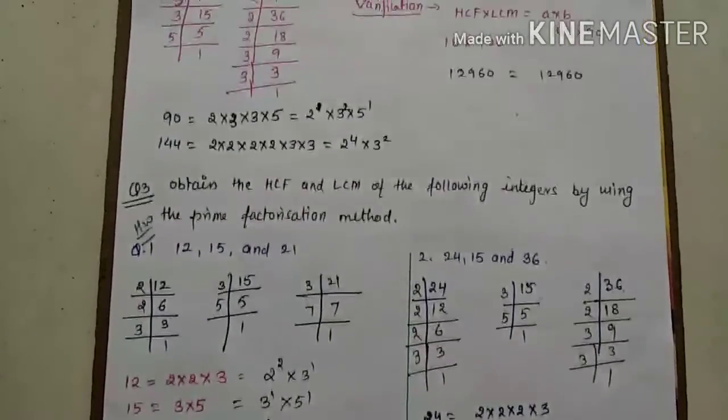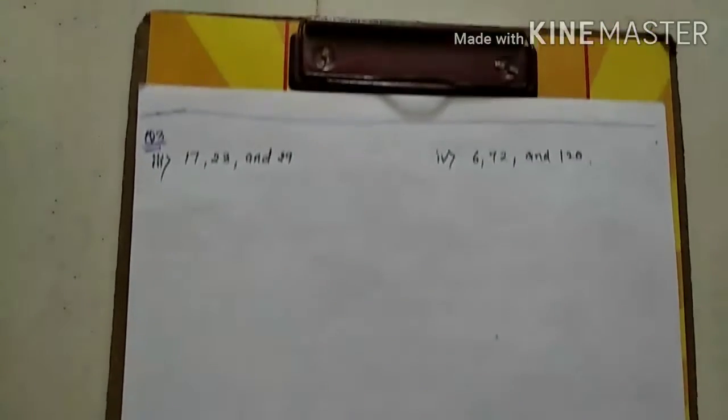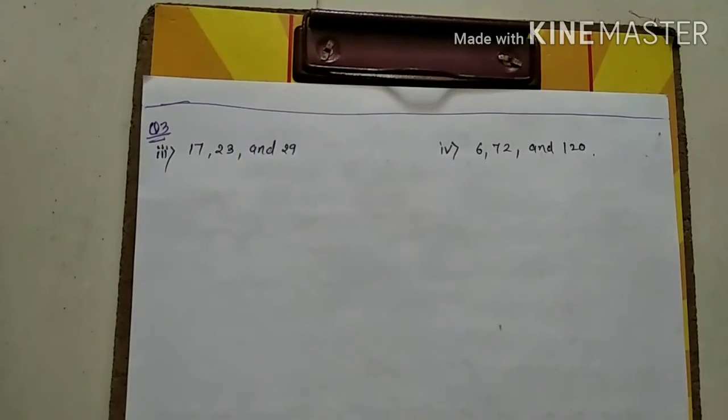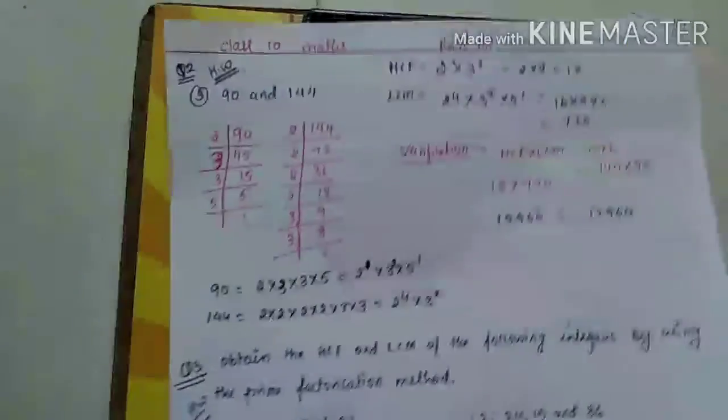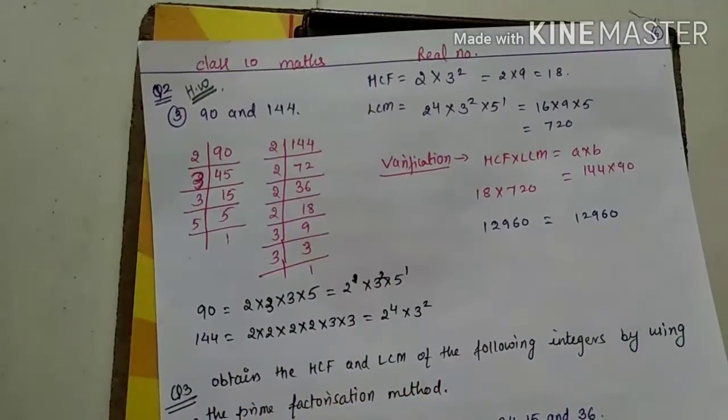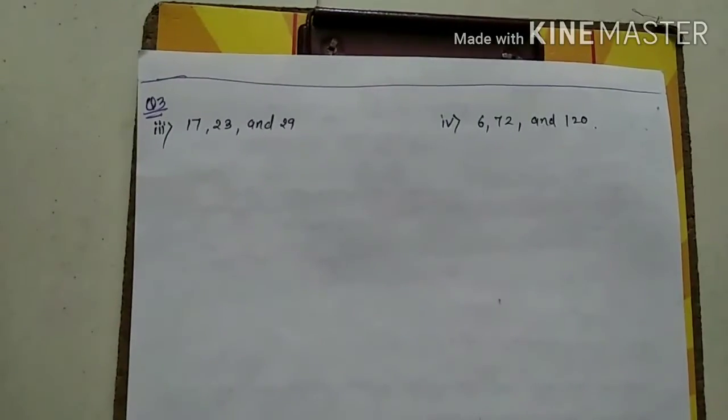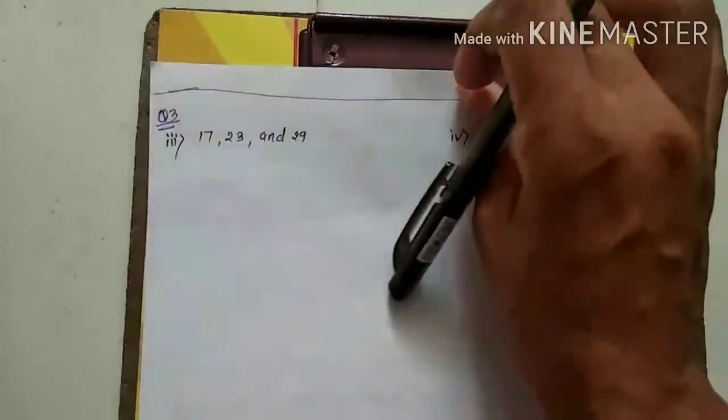Okay, now come to the next, a continuation of this question only. Come to question number 3 and just see how to solve these questions. Again, I am writing the question here. Just check 17, 23 and 29. Again the same question I have to solve. See, obtain the LCM and HCF by using the prime factorization method. So I am doing that one. Okay, now see how to solve this question.